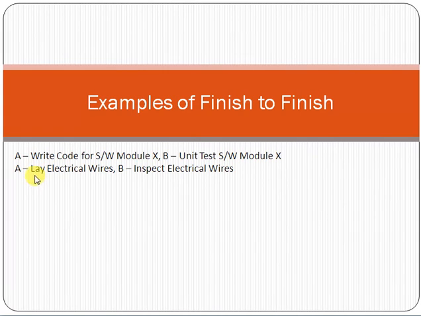One more example. For example, activity A is laying electrical wires, and activity B is inspecting electrical wires. Activity B is dependent on activity A. If the laying of electrical wires continues, the inspection of electrical wires will also continue. So this is called the concept of finish to finish. Once the laying of electrical wires completes, only then will the inspection activity also finish. So this is called the concept of finish to finish.